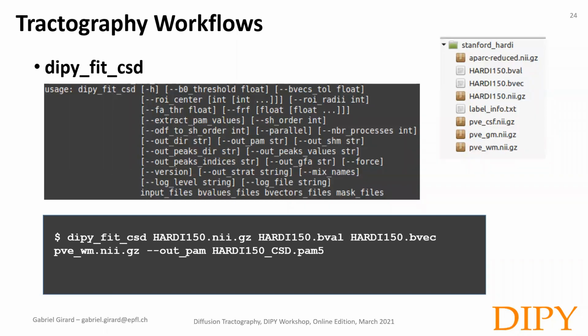If you want to use the DIPY tractography without going into the Python code, you can use the workflows. In this example, I will use the Stanford data that you can download from DIPY. We start with the workflow dipy_fit_csd to obtain the fiber ODFs from your data. It takes as input the diffusion signal, here HARDI150, the gradient table with the bval and bvec files, a mask file, in this case the partial volume estimate of white matter, and outputs the fitted CSD model to the data in the file hardi150_csd.pam5. After this command, we have the voxel-wise orientation data needed to perform the tractography.